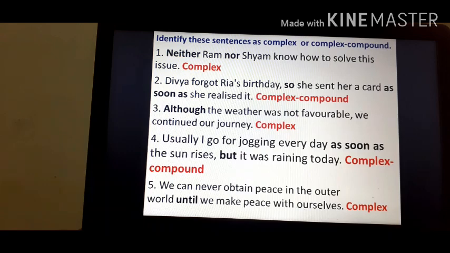Third, although the weather was not favorable, we continued our journey. Complex sentence. Fourth, usually I go for jogging every day as soon as the sun rises, but it was raining today. Complex compound sentence. Fifth, we can never obtain peace in the outer world until we make peace with ourselves. This is a complex sentence. And the last sentence is a quote by the Dalai Lama: we can never obtain peace in the outer world until we make peace with ourselves.